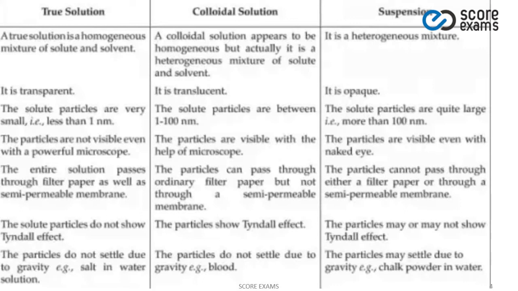True solutions are like sugar solution, salt solution, etc. It is a homogeneous mixture. It consists of a solute and a solvent. But the colloidal solution and suspension both are heterogeneous mixtures. For a true solution, the size of the particles is less than 1 nanometer, and for colloidal particles the size of the particles varies from 1 nanometer to 100 nanometer. A suspension has a particle size greater than 100 nanometer.